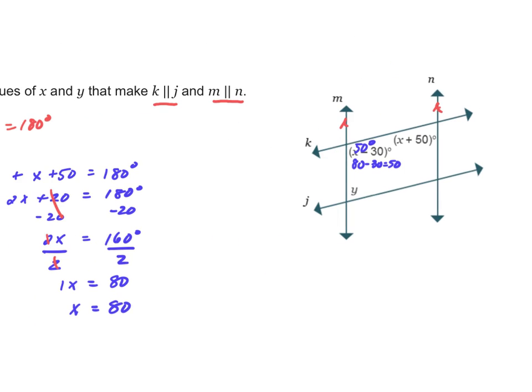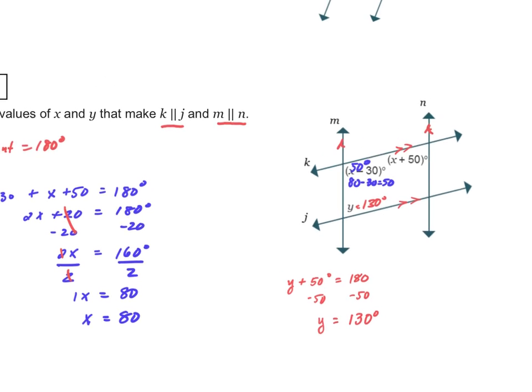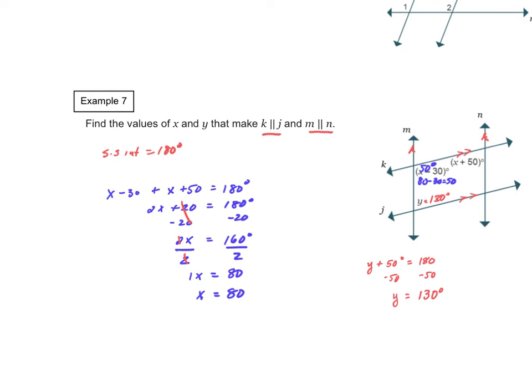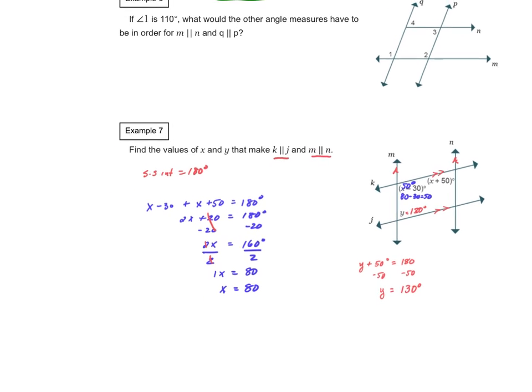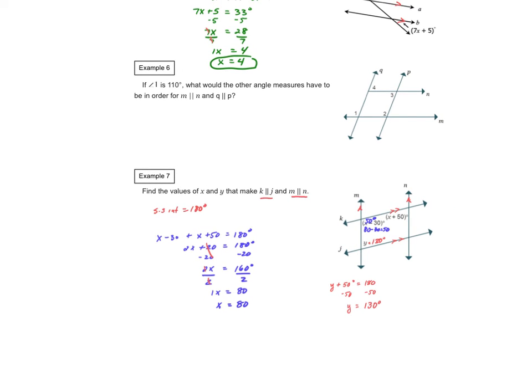So I can turn around and say, well, y plus 50 degrees is equal to 180. Subtract 50 from both sides, and y then would be equal to 130 degrees. If y is equal to 130 degrees, then you have another set of parallel lines. There you go. So there it is, using the same side interior angles theorem to find the values that would make those lines parallel.